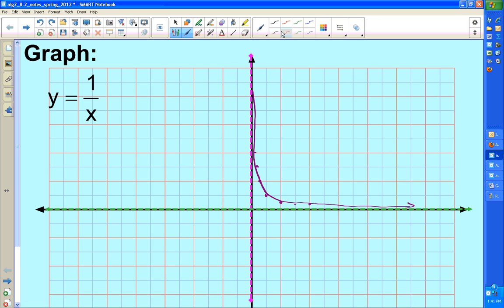Put in a 4 for x. What's y? 1/4. Right. 4, 1/4. 5, 1/5. 6, 1/6. I thought we were through that.